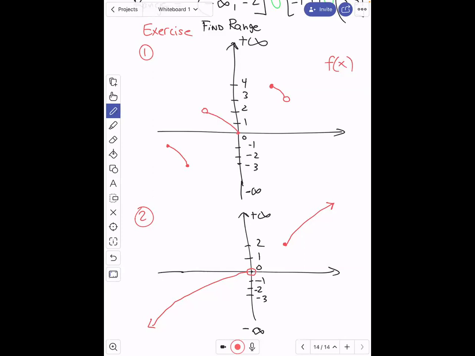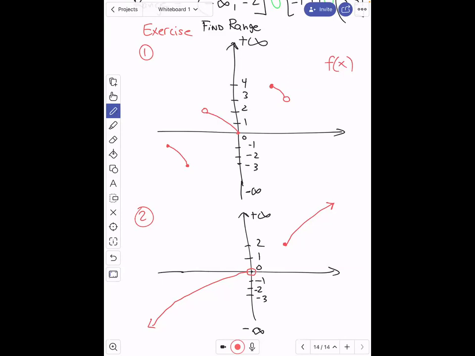Louis, you are saying negative 3, negative 1, 0, 2, 3, 4. Yes, very good. Excellent. Yes, absolutely, Louis. That's the answer.